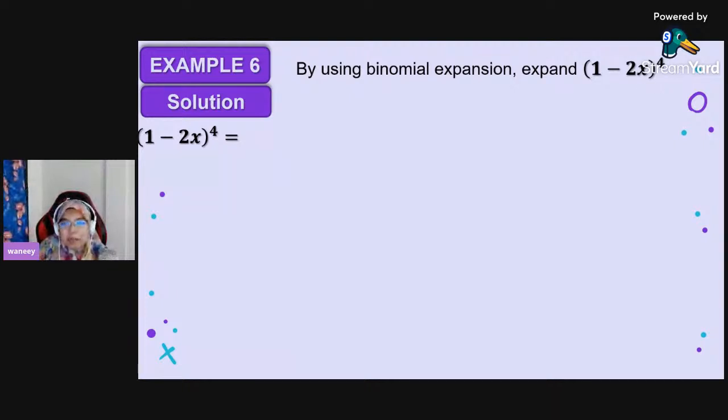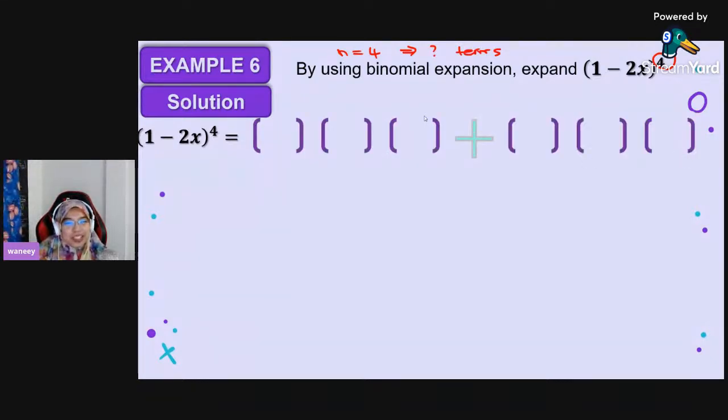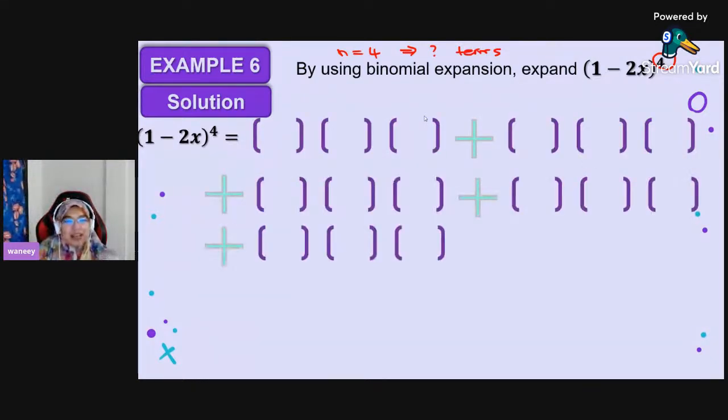So firstly, check the power. So we have n equal to 4. So n equal to 4, that means how many terms? Okay, so as usual, the answer is n plus 1. So n equal to 4, that means you will have 5 terms. So make sure to have 5 times 3 brackets. So 5 terms, each term got 3 brackets. So 1, 2, 3, 4, 5.